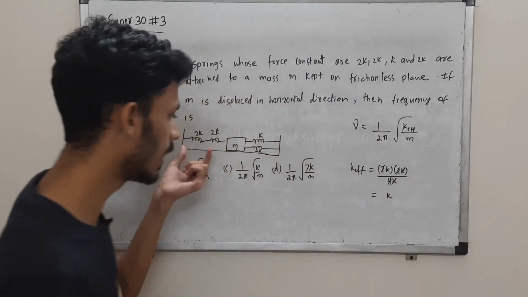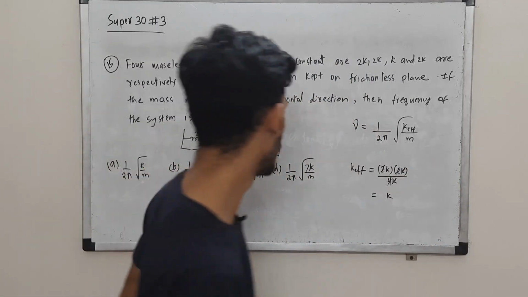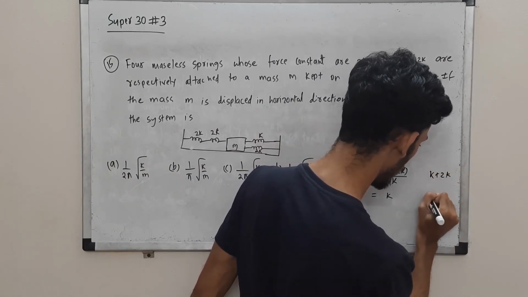So here you get k. And what about the other side? On the other side they are in parallel, right. So they are in parallel, so k plus 2k simply, right. So here you will get 3k.